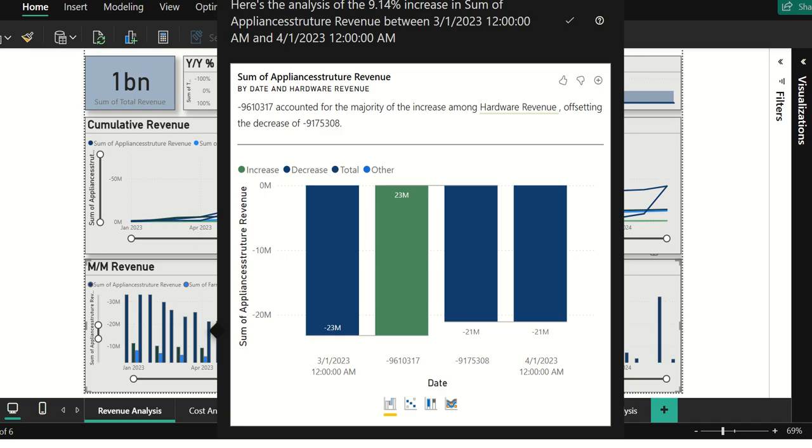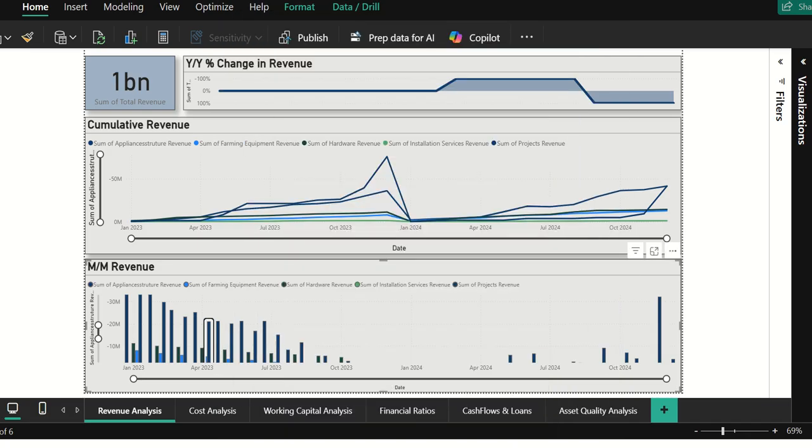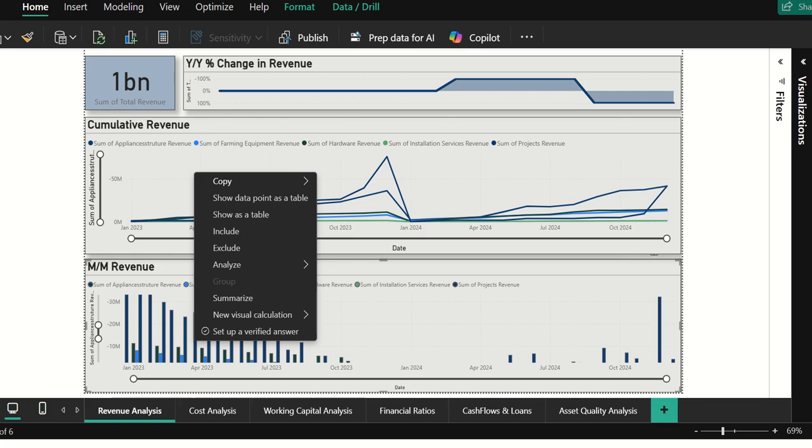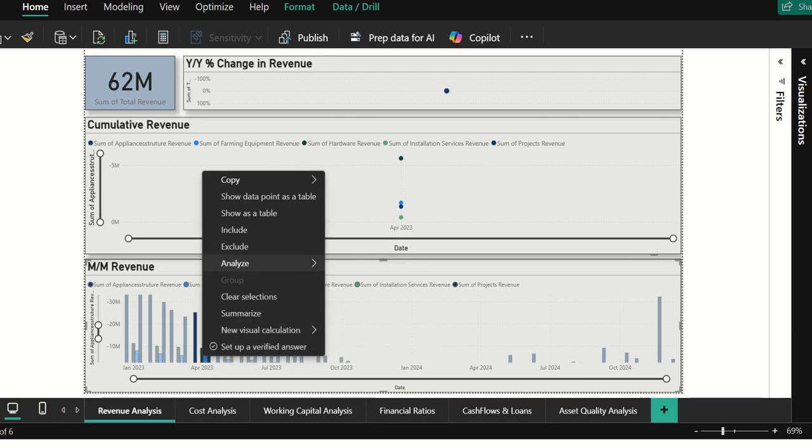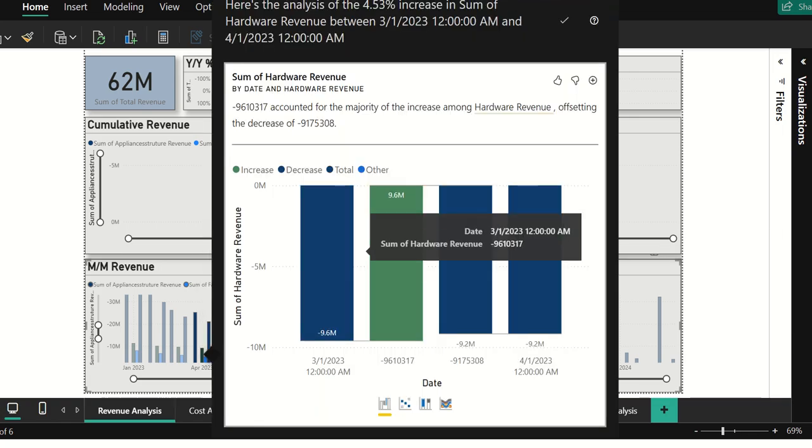So already you can see that there has been an increase in hardware, and then a decrease in farming equipment, a decrease in project revenue. So it is project revenue. Sorry. So let's say for example here, let's look at the same. This is project revenue, and that's another one. So here we have hardware revenue, and analyze, explain this increase.